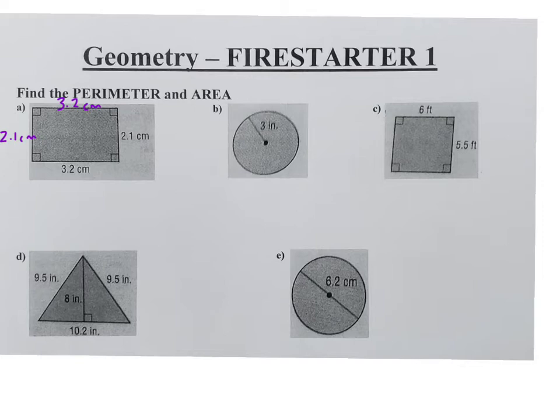I end up with 10.6. So my perimeter is 3.2 plus 3.2 plus 2.1 plus 2.1, so my perimeter is equal to 10.6 centimeters. Do not forget your label. You will lose points if you do not have your label on there. All right.